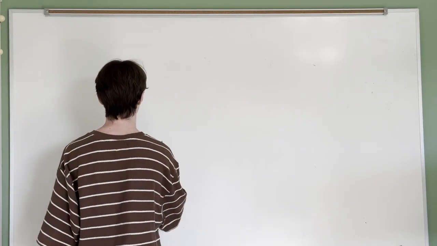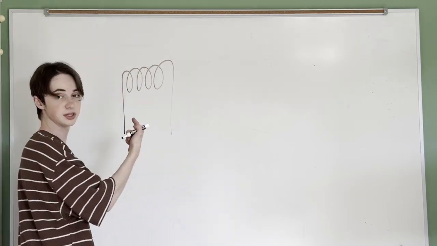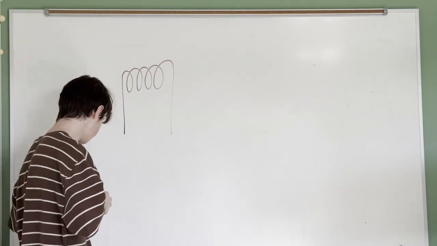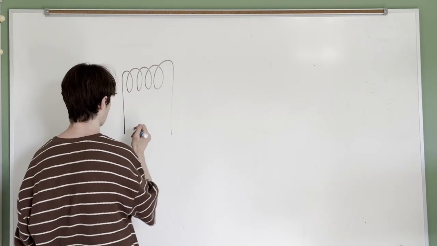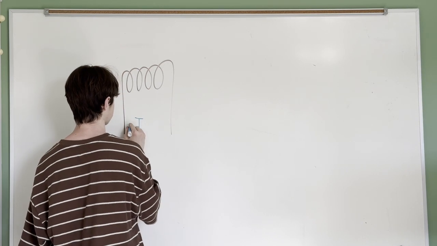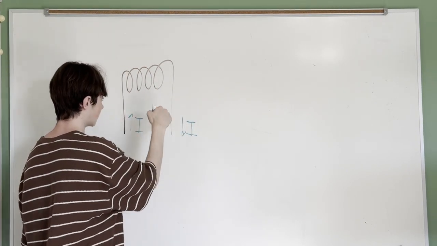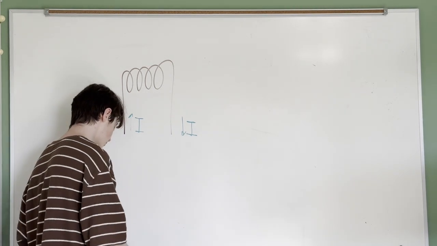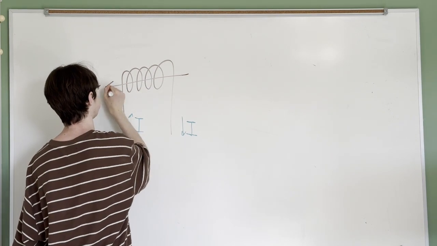So next we have a solenoid. A solenoid is simply a spiraled wire, and as we know, wires create magnetic fields. So if we draw this current coming in and out of the spiraled wire, we'll see that a magnetic field will come through the center of it like this.